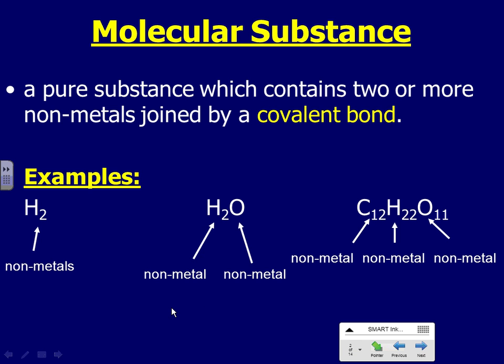Okay, so molecular substances. That's the same one we just had on here. Molecular substances are made up of more than one nonmetal, joined by what we call a covalent bond, and I'll explain why we call it covalent in a moment. Examples are simple molecules like H2, two atoms bonded together, slightly more complex molecules like water, and fairly large biological molecules. They can be huge, in actual fact.